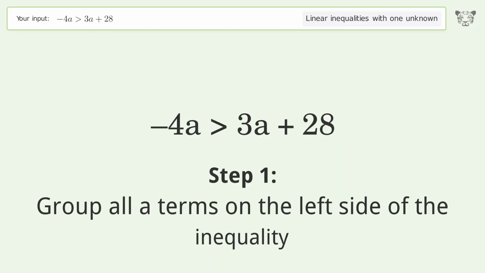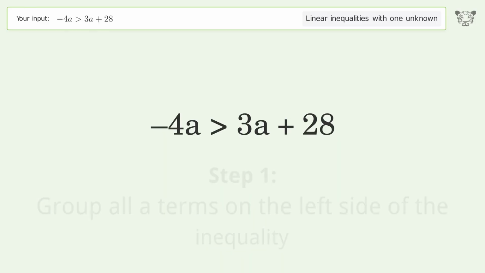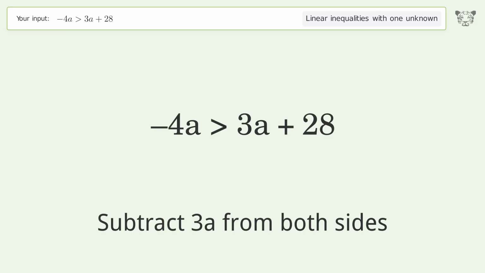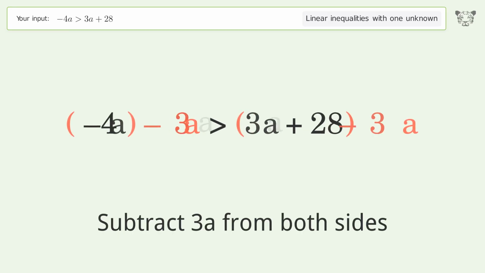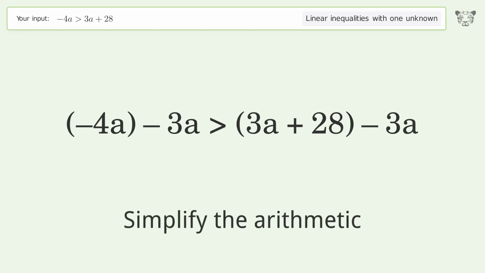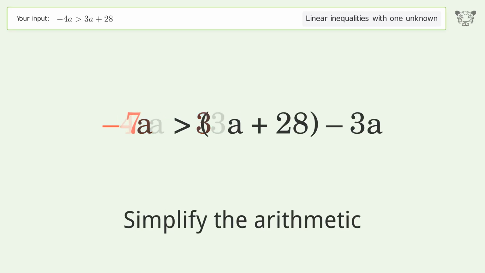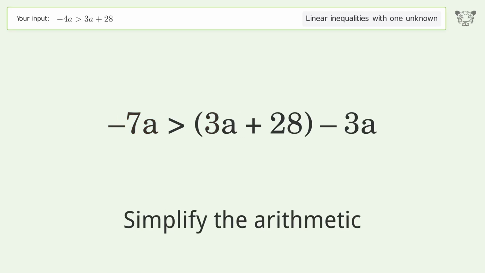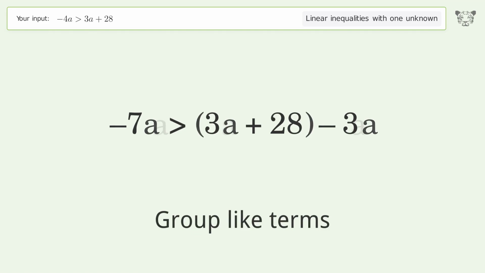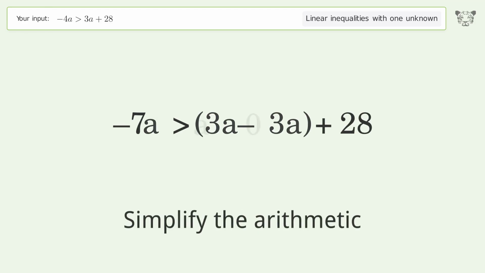Group all a terms on the left side of the inequality. Subtract 3a from both sides. Simplify the arithmetic. Group like terms. Simplify the arithmetic.